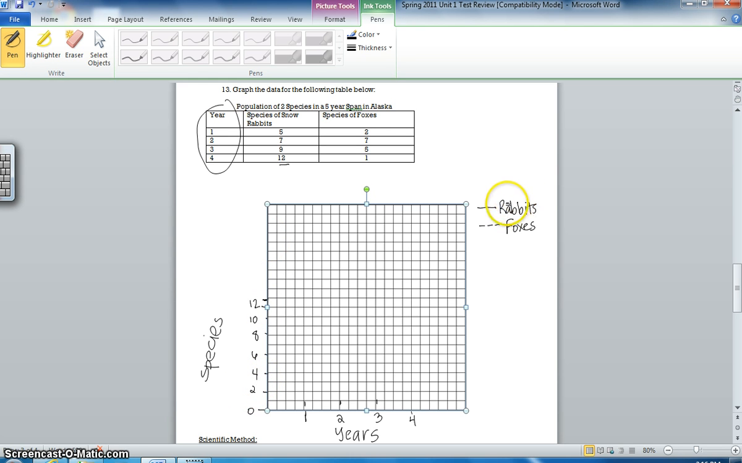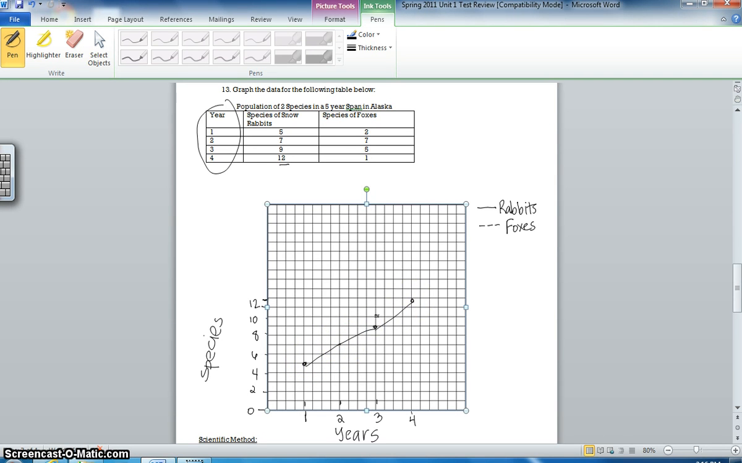Alright, so let's do rabbits first. So that's going to be at 5. And in year 2, it's 7. Year 3, we're at 9. And year 4, it's going to be all the way up at 12. And you guys are going to use your ruler. Since I don't have a ruler, we're going to freehand it.